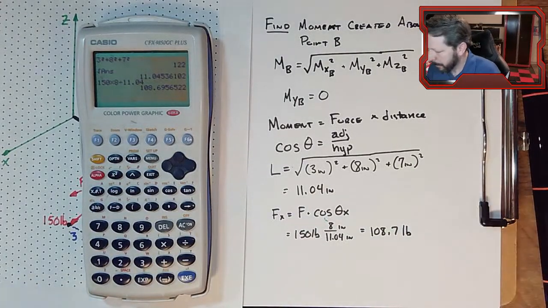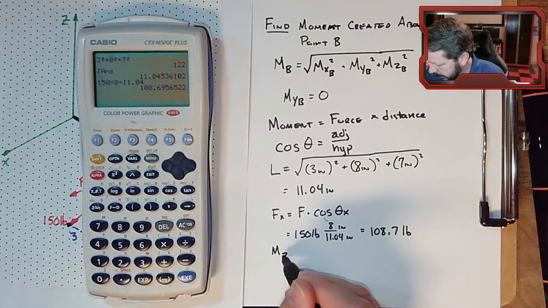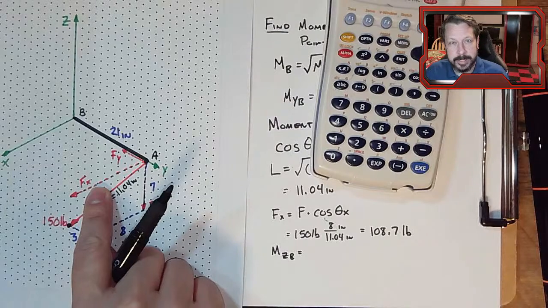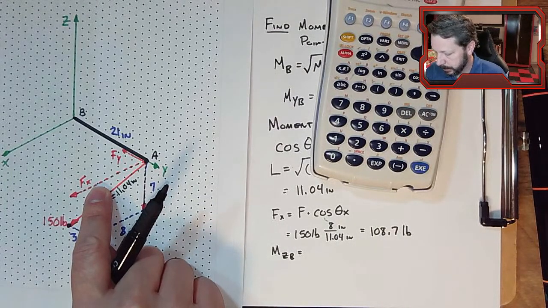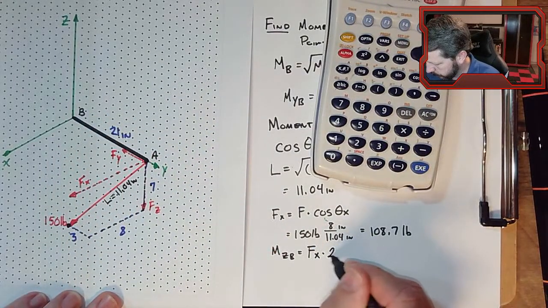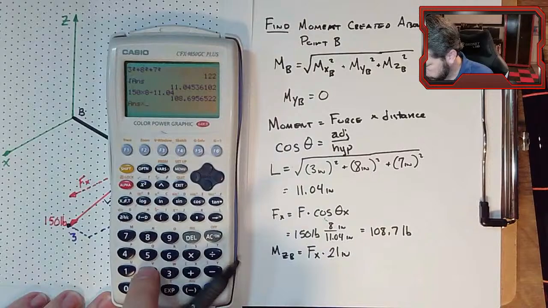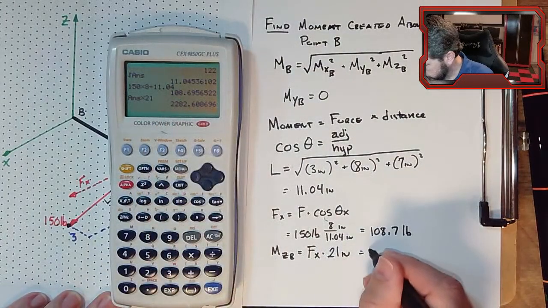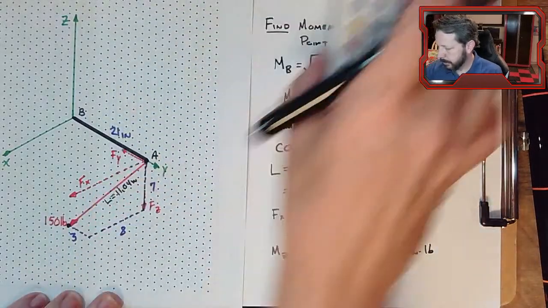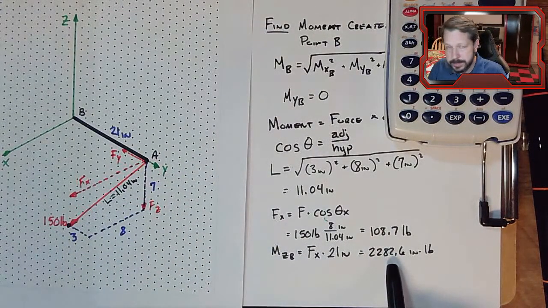So that's pounds. The actual moment, what goes in here, the moment about the z-axis at point B, is Fx, the force's x component, times its moment arm, 21 inches. So Fx times 21 inches. So it's just the 108.7 times 21 inches, 2,282.6 inch-pounds. Now, the tricky part, on this hopefully is not the tricky part. Tricky part is this positive or negative?